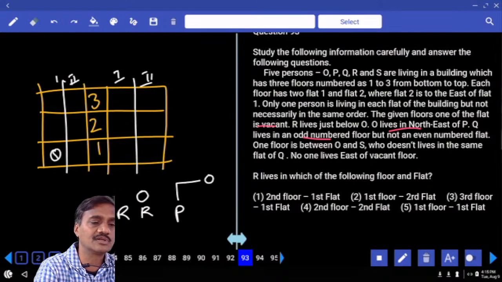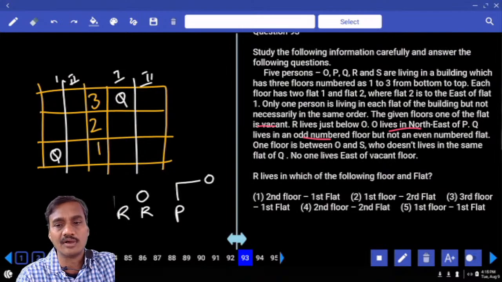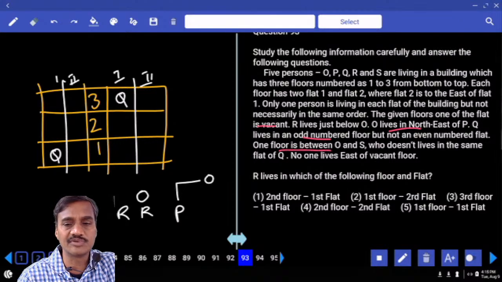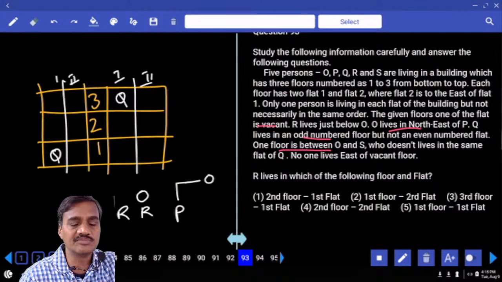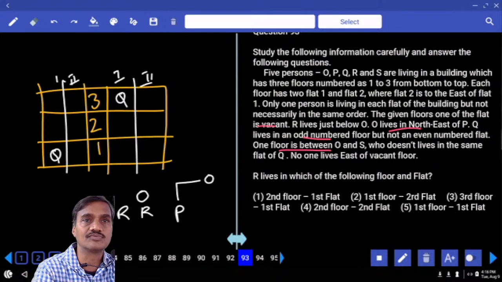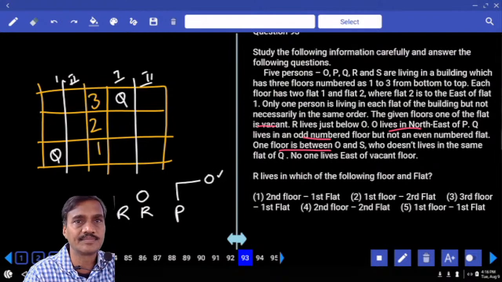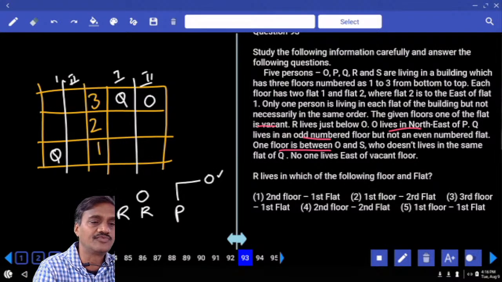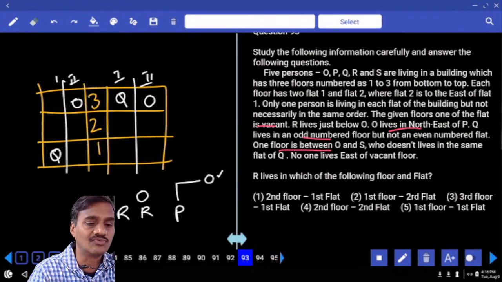Hence Q can be on the first floor first flat or third floor first flat, an odd numbered floor and flat. One floor is in between O and S. As one floor is in between O and S, where is O? O must be on the third floor, because O is above P, hence O is here. One floor between O and S, hence S can be at any one of these places. S is here.